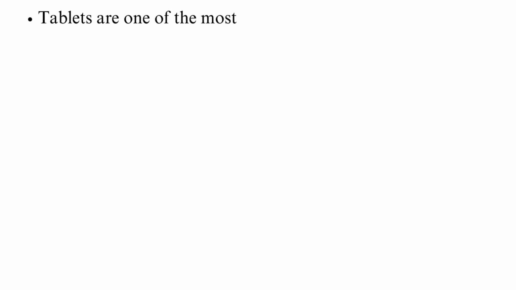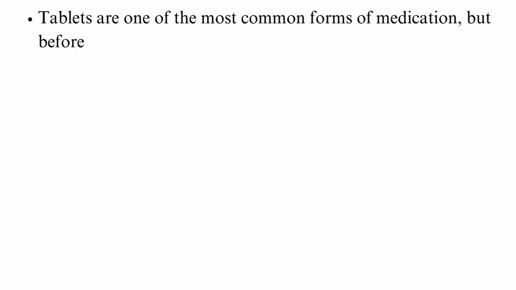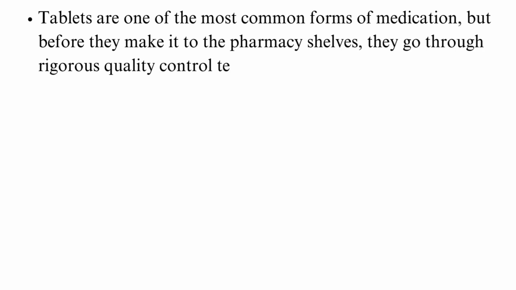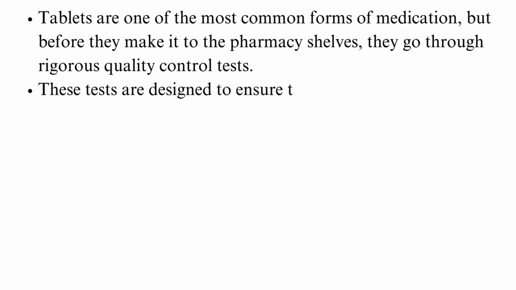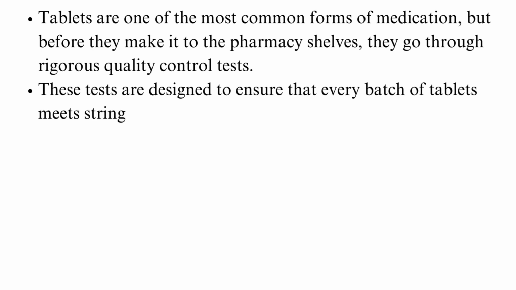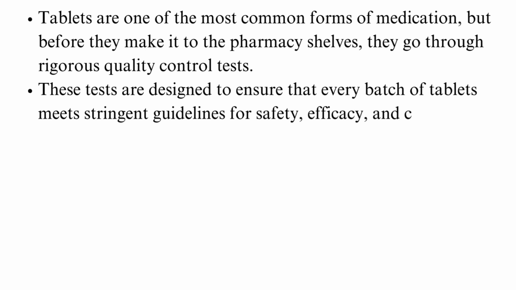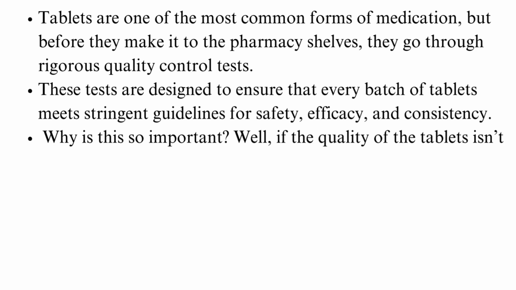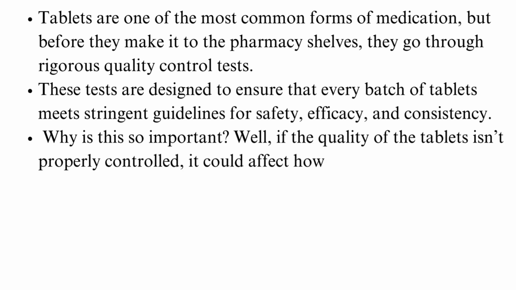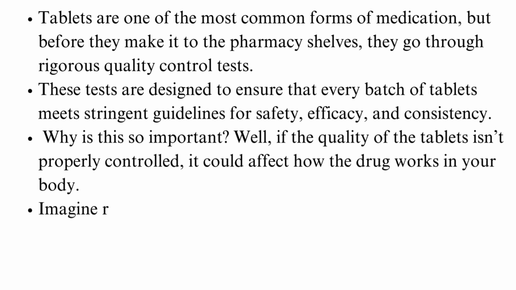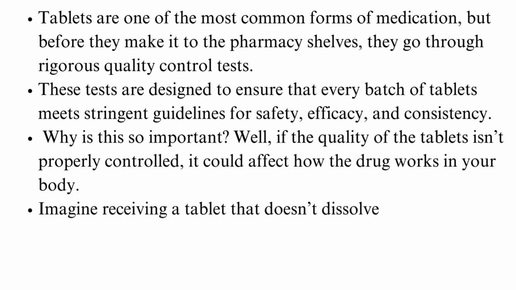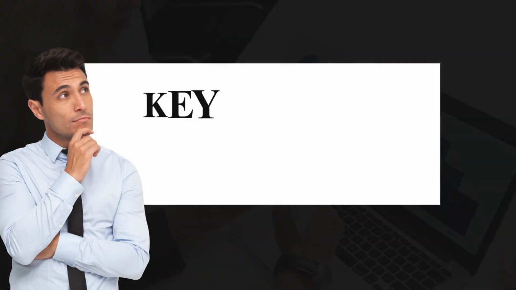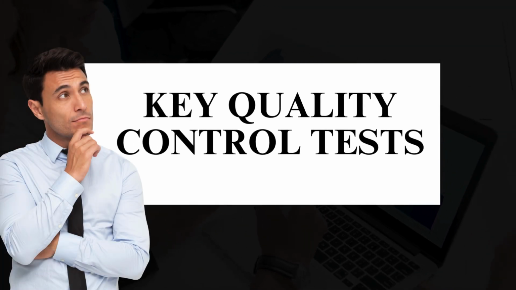Tablets are one of the most common forms of medication, but before they make it to the pharmacy shelves, they go through rigorous quality control tests. These tests are designed to ensure that every batch of tablets meets stringent guidelines for safety, efficacy, and consistency. Why is this so important? Well, if the quality of the tablets isn't properly controlled, it could affect how the drug works in your body. Imagine receiving a tablet that doesn't dissolve properly or has inconsistent dosage. Scary, right? Let's look at the key tests that are performed during quality control.